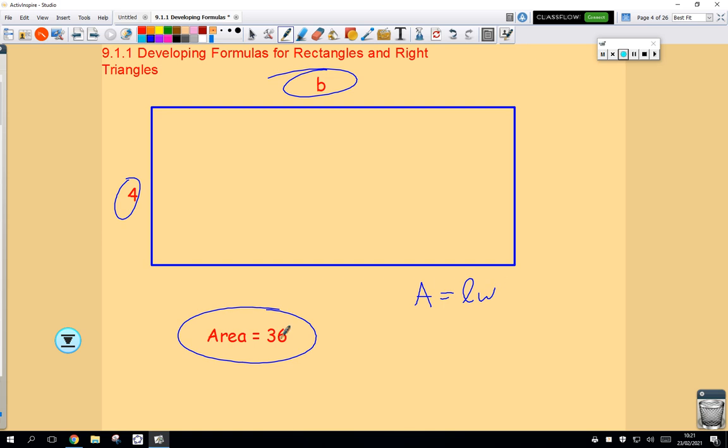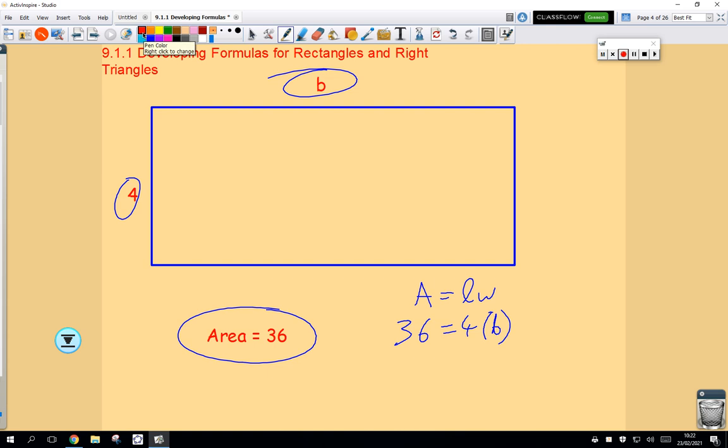So I'm going to substitute in here 36 on the left for a. I'm going to substitute in 4 on the right for L. And what we're looking for then is the width, which we've called in this picture b. So 36 is equal to 4b.